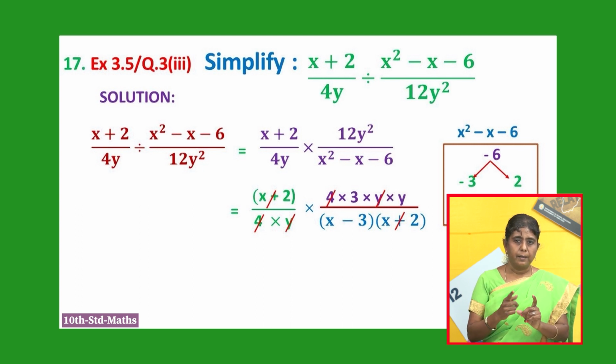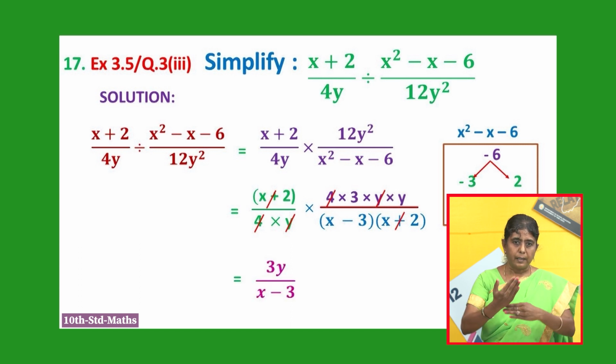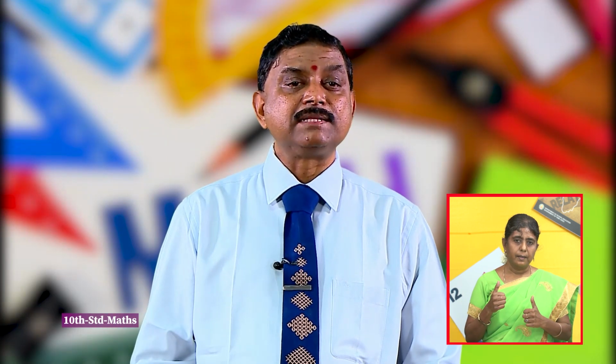What is the remaining? In the numerator we have 3 into y, so that's 3y. In the denominator we have x minus 3, that's why the answer will be 3y divided by x minus 3. That's all, very simple. Let's go for the next one.